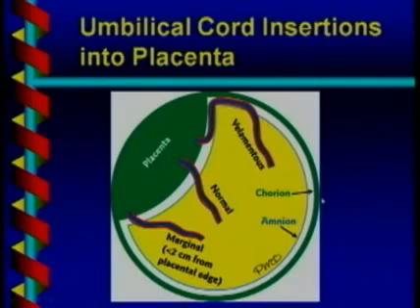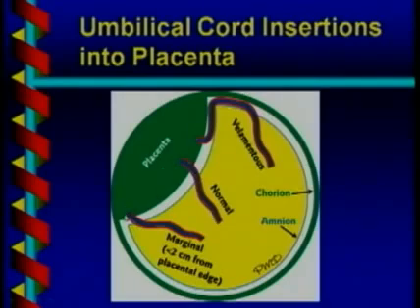Another ultrasound feature of the umbilical cord is where the cord inserts into the placenta. Normally, if this is the placenta and this is the umbilical cord, the cord inserts somewhere at or around the middle of the placenta.